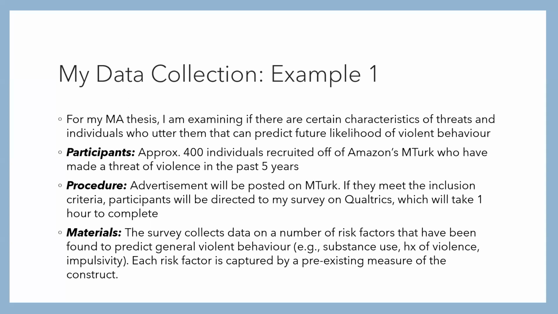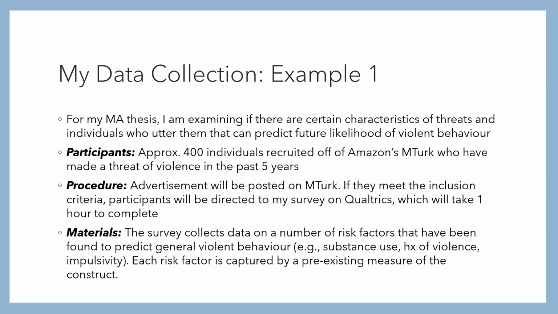So to conduct this study, I'll post an advertisement on MTurk that clearly outlines my inclusion criteria, i.e. that they must have made a threat recently. If participants think they meet the inclusion criteria and they want to participate, they will be able to click a link, which will take them to the consent form. They'll indicate they consent, and then they will be directed to my survey hosted on Qualtrics. That will take them about 1 hour to complete, and then after they'll be paid for their time.